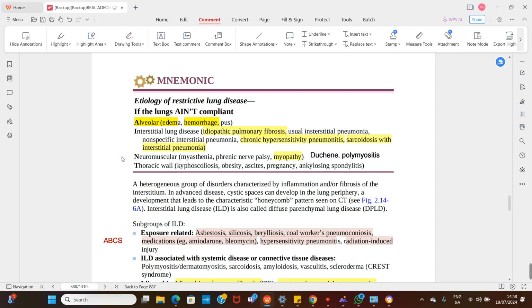So don't make that mistake. They can show you a restrictive lung pattern, and your answer will be kyphoscoliosis. Another person will be looking for pulmonary fibrosis because that's what they are used to. But it can encompass all these things. AINT, don't forget it.